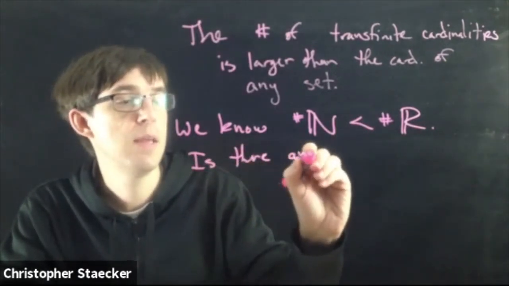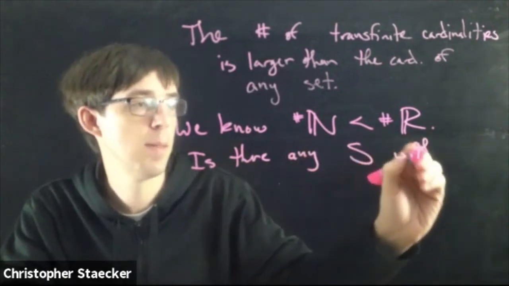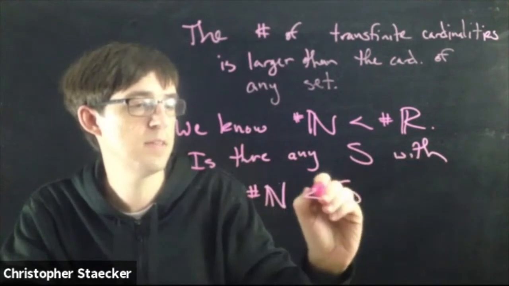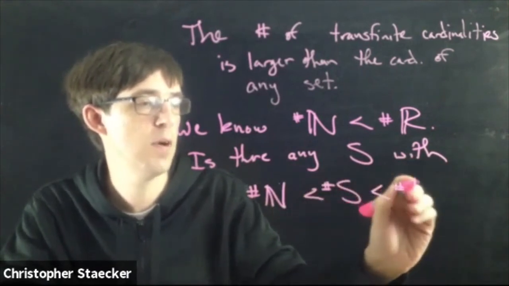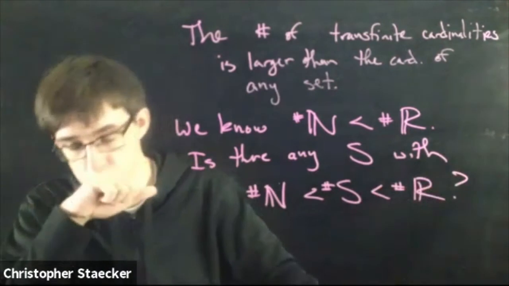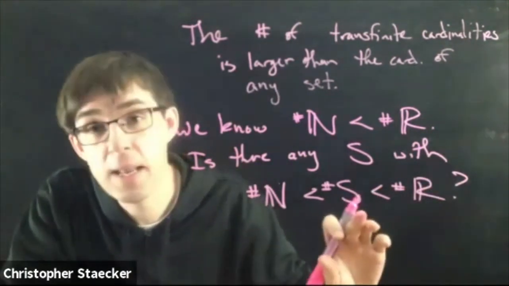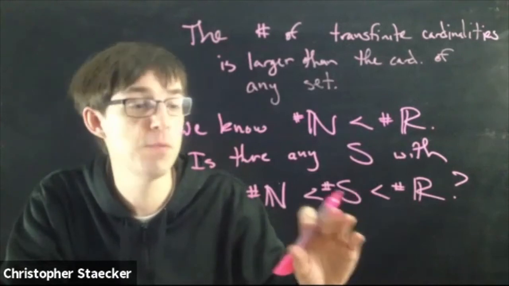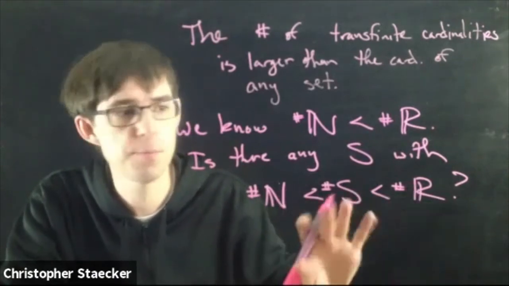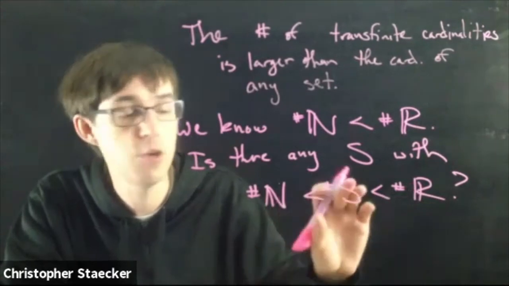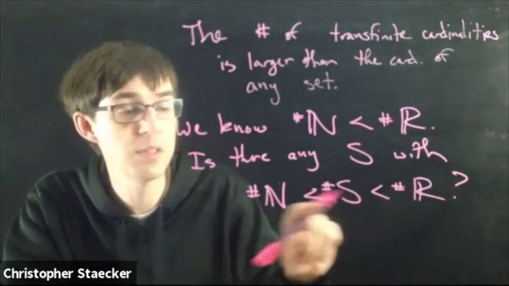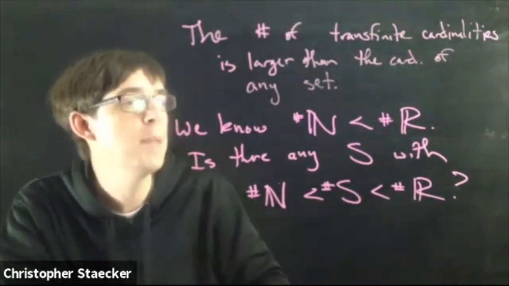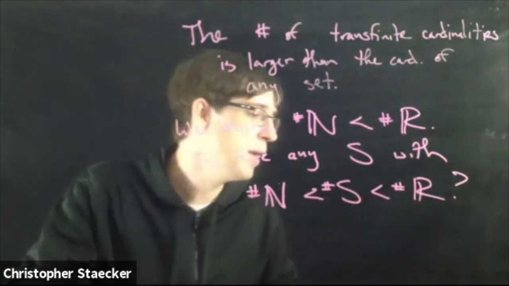So is there any S with the size of N less than the size of S less than the size of R, right? To me, a natural candidate would be Q, because I think of Q as like an infinite set, which is kind of in between the natural numbers and the real numbers. But actually, it's not in between. We already said Q is countable. So Q does not have this property. Q has the same size as N. It's not greater. Is there any set which fits in between?